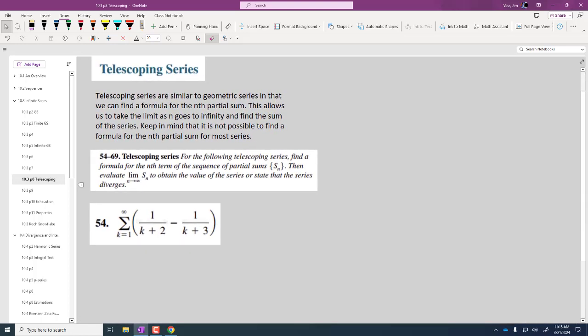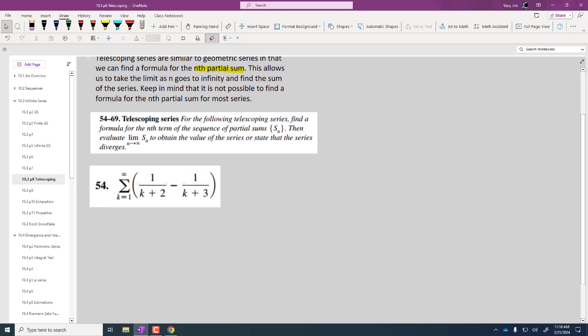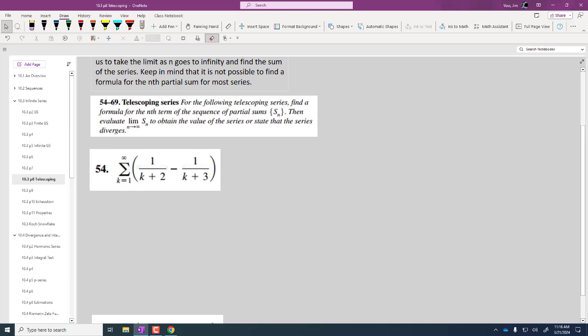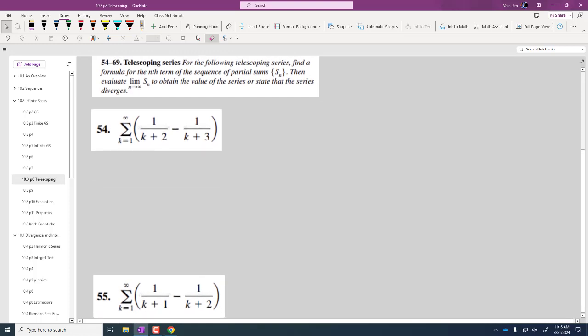For this telescoping series, we are going to do the following. So here's what a telescoping series looks like. It's similar to a geometric series in that we can find a formula for the nth partial sum, S sub n, that allows us to take the limit and find the sum of the series. Most series we cannot find S sub n, but for geometric and telescoping we can. So let's see what this looks like.